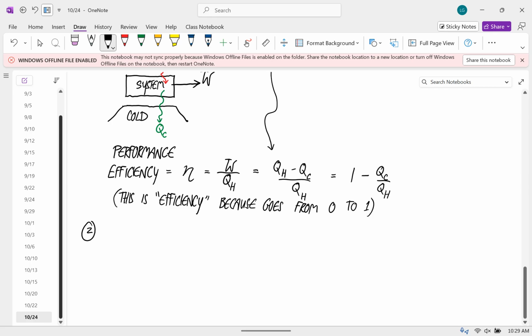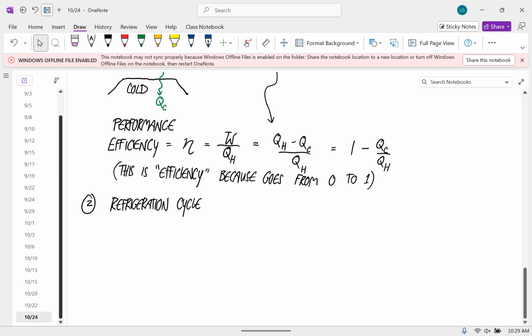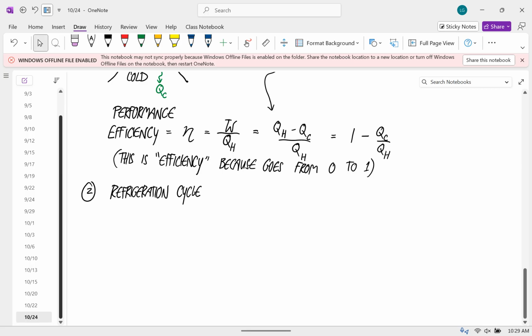So second is the refrigeration cycle. And like I said, a heat pump cycle and a refrigeration cycle are the same thing. So the picture is going to look the same for both of these, but we're going to draw the same things. We have a hot reservoir. We have our system. And a cold reservoir.